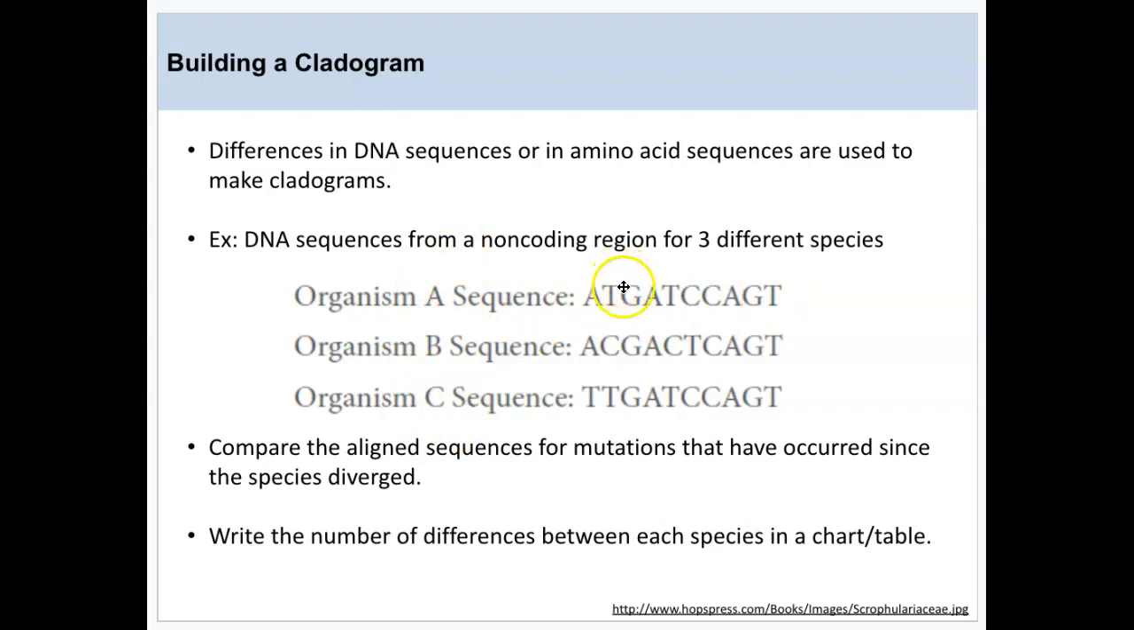You need to count the differences between A and B, between A and C, and between B and C in these sequences, count the mutations that have occurred, and then record it in the table in your note taker. So you should pause the video to do that.